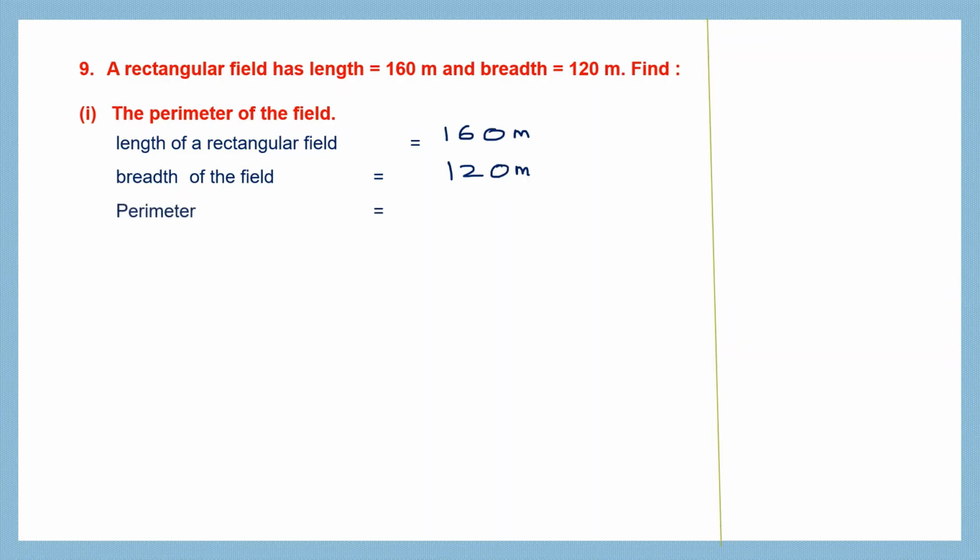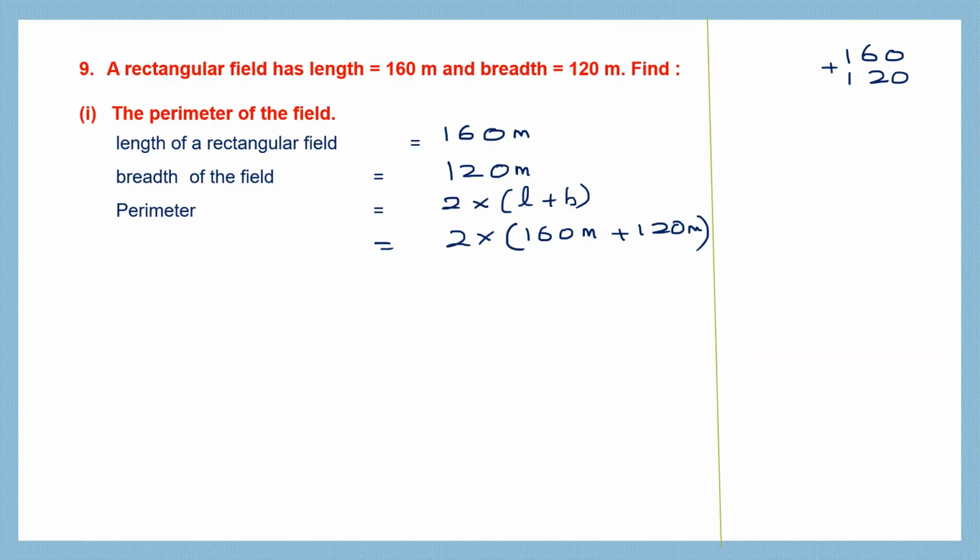Now we have to find the perimeter using the formula 2 into length plus breadth. So that is 2 into, length is 160 meters and the breadth is 120 meters. So let's add up 160 and 120. What do we get? 0. 6 plus 2 is 8. 1 plus 1 is 2. So that is 2 into 280 meters, which is equal to, let's multiply 280 into 2.